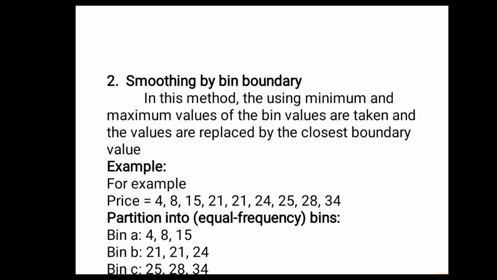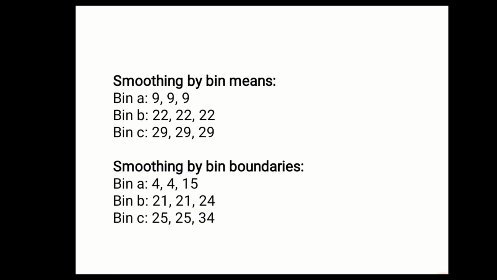For example, some prices are given. First, they are partitioned into equal frequency bins. Bin A has prices 4, 8 and 15. Bin B has prices 21, 21 and 24. Bin C has prices 25, 28 and 34. The data is divided into equal frequency bins. The data for the price are first sorted and then partitioned into equal frequency. The bin size is 3.